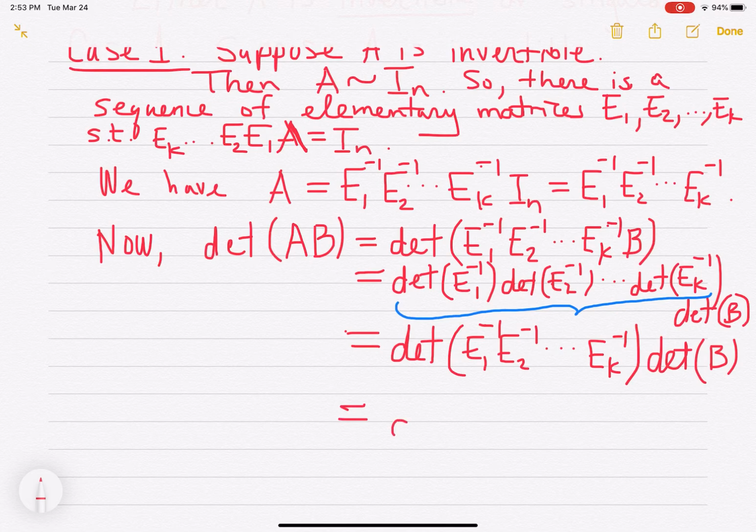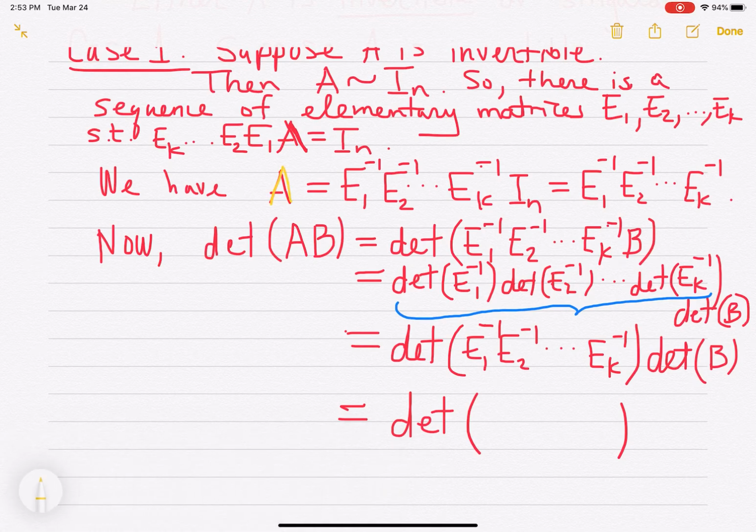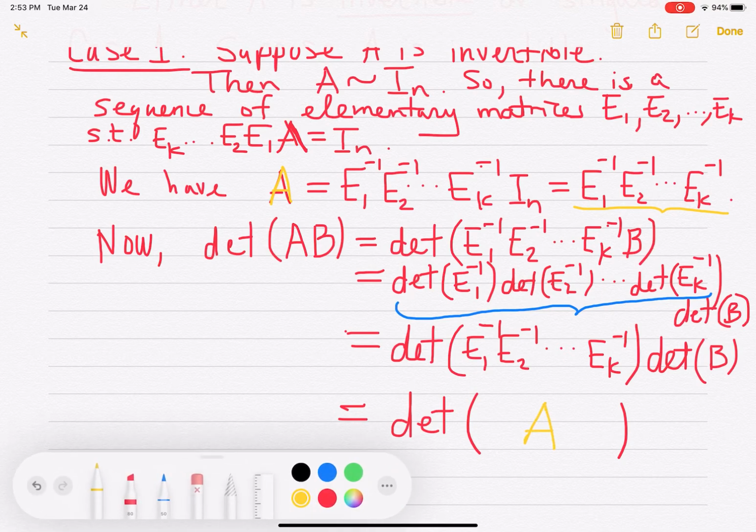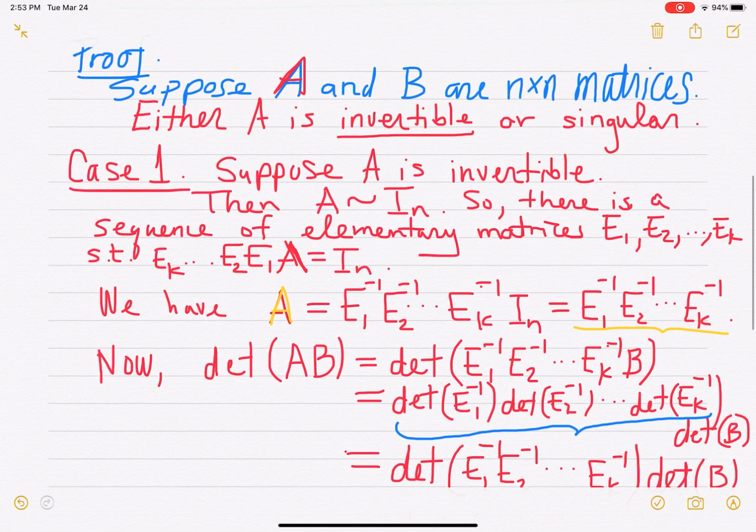And remember what this matrix is. What is this matrix? E1 inverse, E2 inverse, through EK inverse. That was A, right? Remember A here? It was this guy. This is just A right here. So we have determinant of A times, here's the determinant of B. Okay, so we've proven that determinant of AB is equal to determinant of A times determinant of B. That's when A is invertible. So we've proven one case where A is invertible.